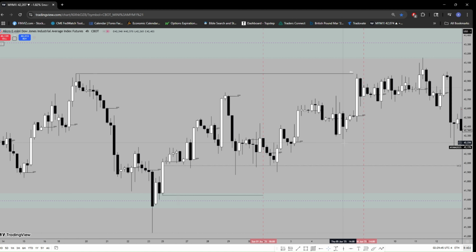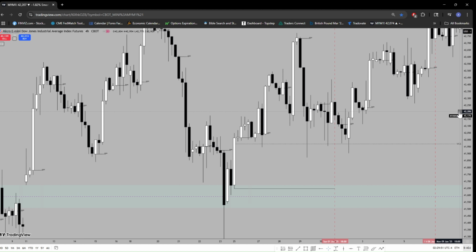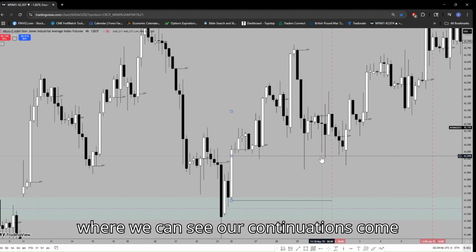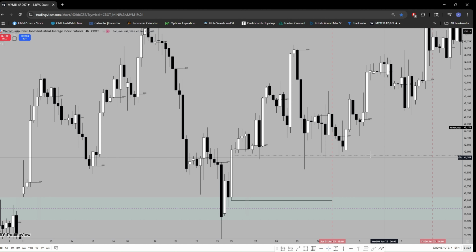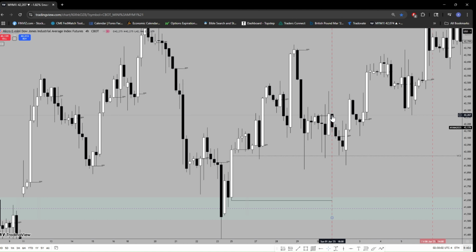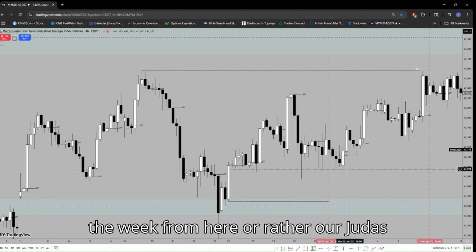So what do we have here in price? This week is where we can see our continuations come from, starting 1st of June. So for the week, we can have the low of the week form here, or rather our Judas swing.